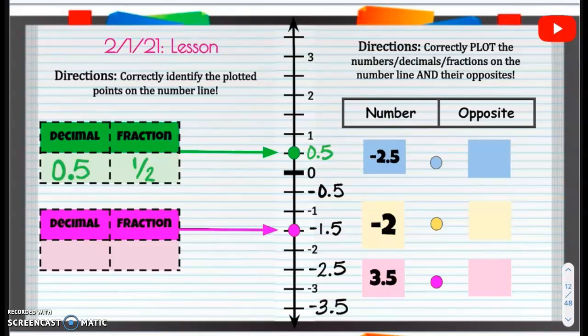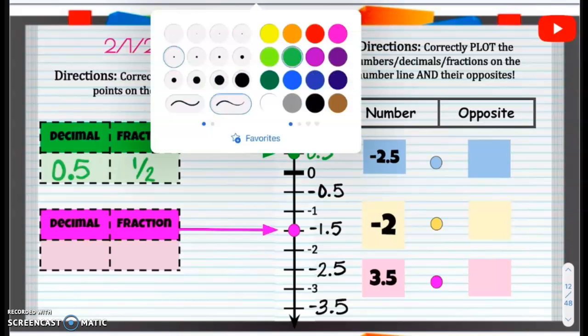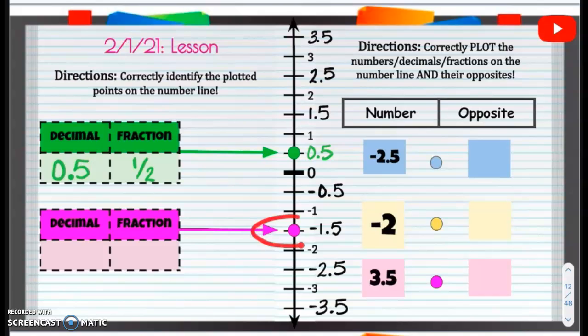I can do the same thing going upwards. 0, 0 and 5/10, 1, 1.5, 2, 2.5, 3, and 3.5, and so on. Let's take a look at this next one. So we have right here, in between -1 and -2, is going to be -1.5.